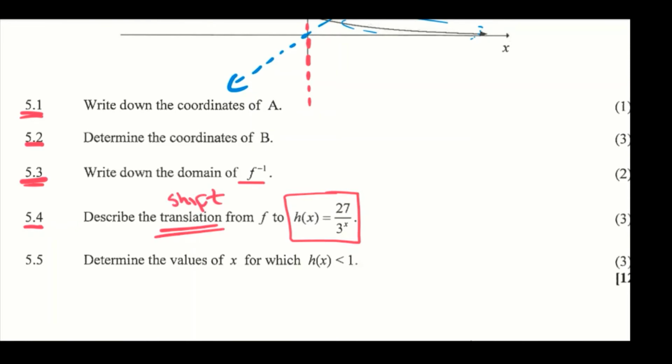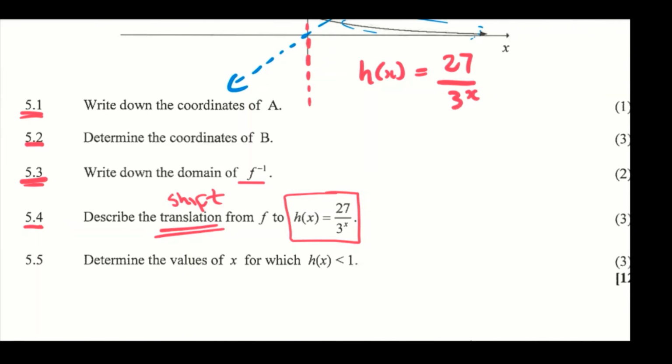The shift. What type of shift is it? Is it moving 2 units up, 3 units to the left, to the right, or downwards? That is translation. So for us to be able to talk about the translation of h of x, let's first simplify this problem.